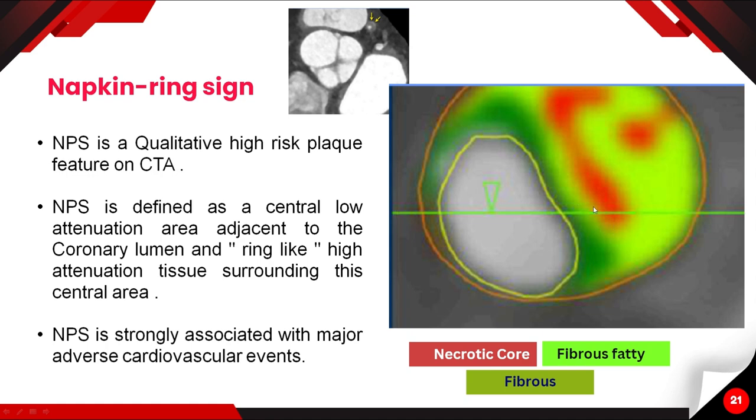This is the necrotic core. It is the ring-like fibrous plaque. The napkin ring sign is strongly associated with major adverse cardiovascular events.